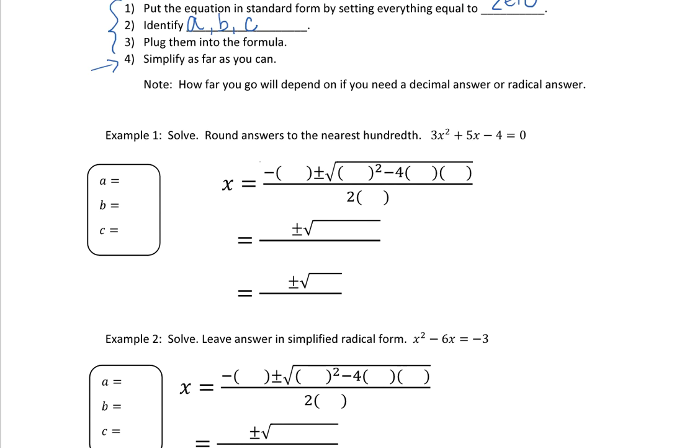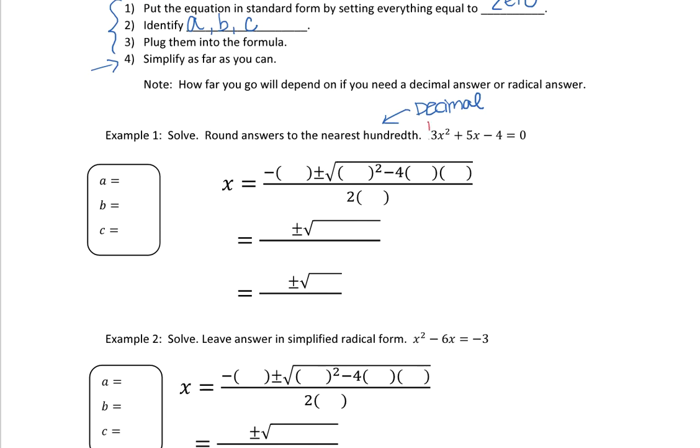It says solve, round to the nearest hundredth. So when they say this, that means they're asking you for a decimal. I'm going to approach this a little bit differently in the last couple of steps, but let's go through the first steps. Step 1 was to put the equation in standard form and set it equal to 0.